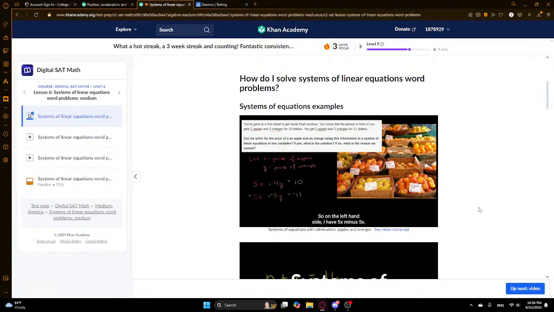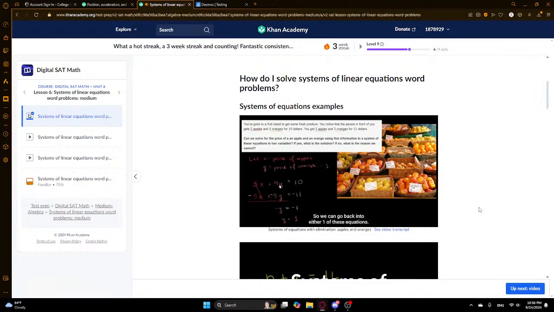So on the left-hand side, I have 5X minus 5X. Well, those cancel out. And then I have 4Y minus 5Y, which is negative Y. And that's going to be equal to 10 minus 11, which is negative 1. If we multiply both sides by -1, or divide both sides by -1, we get Y is equal to 1. So just like that, we were able to figure out the price of oranges. It's $1 per orange. Now let's figure out the price of apples.